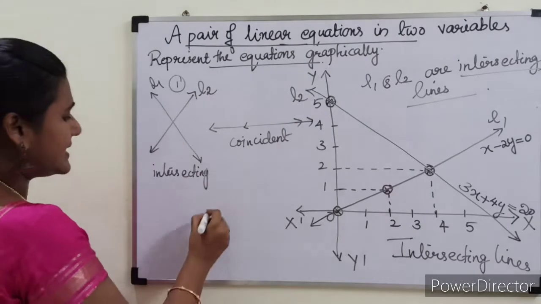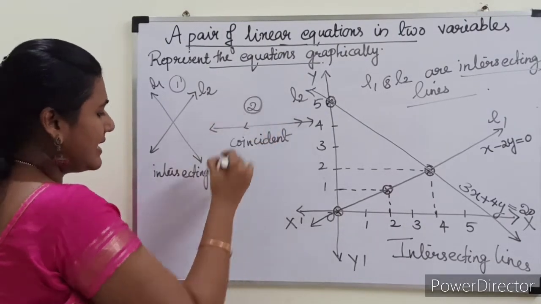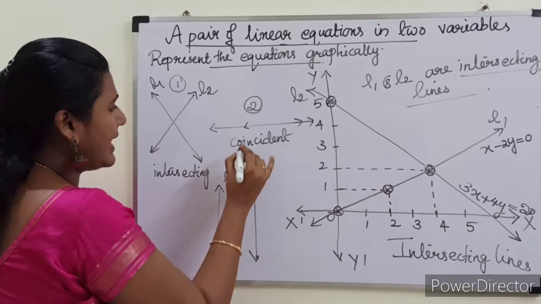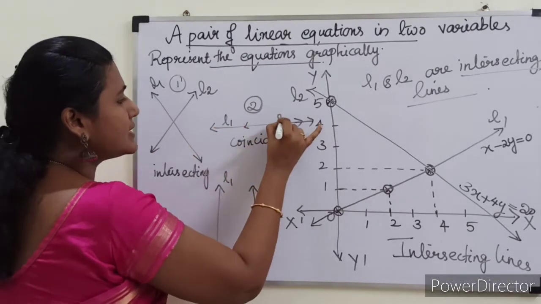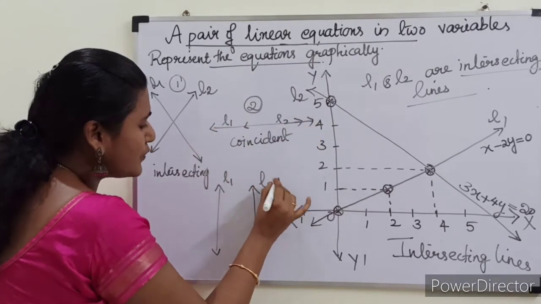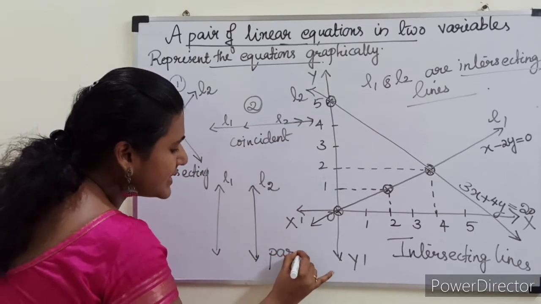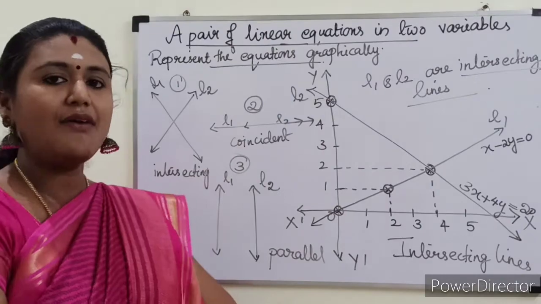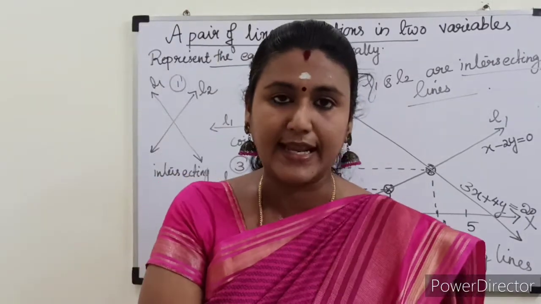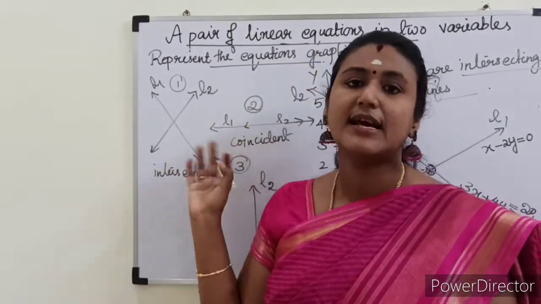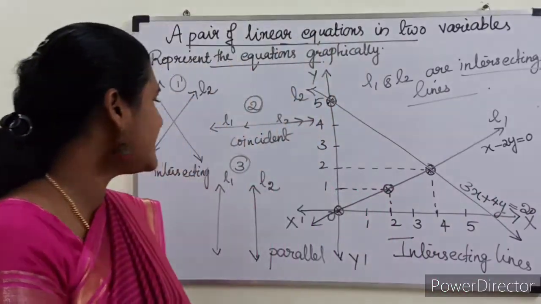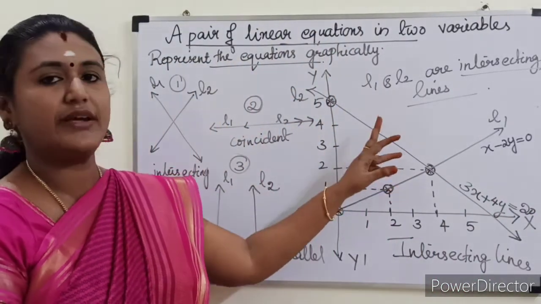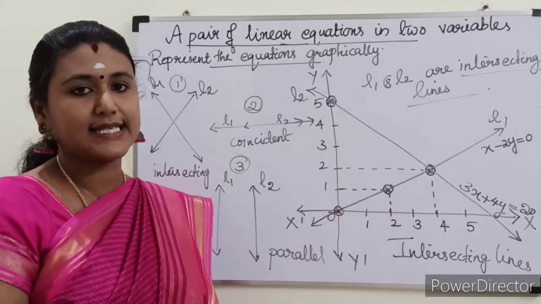Third case, the lines can be parallel. This is L1 and this is L2, so L1 and L2 can be parallel. So these are the three conditions. If you have two lines in a plane, these are the three possibilities: intersecting lines, coincident lines and parallel lines. Here in this question, we got the lines as intersecting lines.